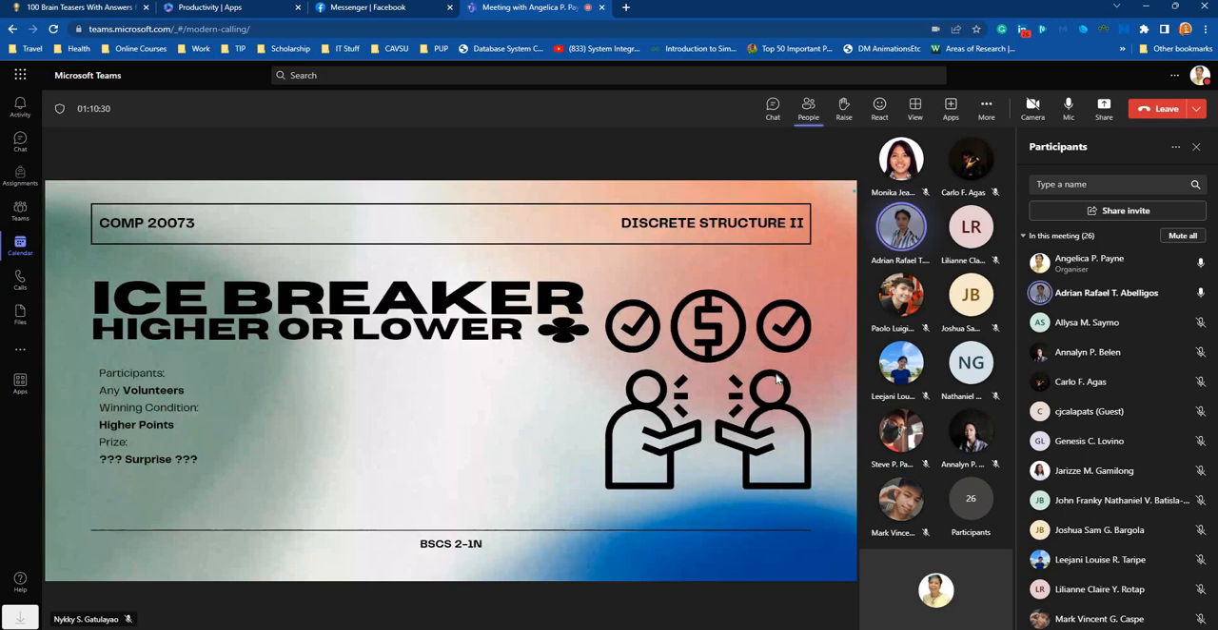And before we tackle those key terms, we are going to have some activity. Is anyone of you familiar with the card game of higher or lower? Pipili kami ng random na volunteer na pwedeng mag-participate. Please open your mic na lang. Thank you. Pa-end mo na ng screen. Sige.